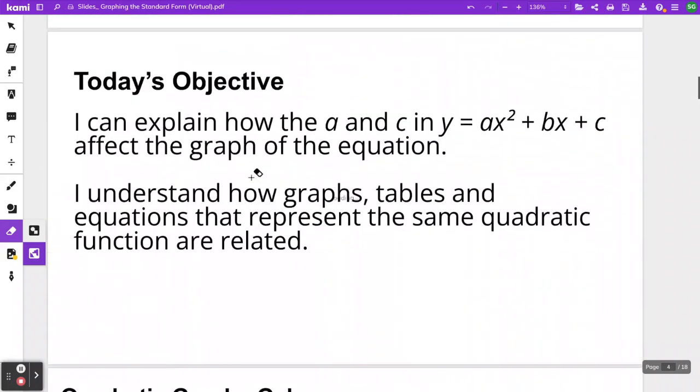The goal of this lesson is right here. It says I can explain how the A and C in our formula for standard form affect the graph of the equation. A is the number in front of the x squared, and C is that constant, that number by itself, like plus 3, plus 5, that we sometimes see in the equation as well. And then the second part of this lesson is going to be connecting a lot of different things we've learned in the past 3 lessons about graphs of quadratics and how those all are related to each other, how we can connect all of those together.